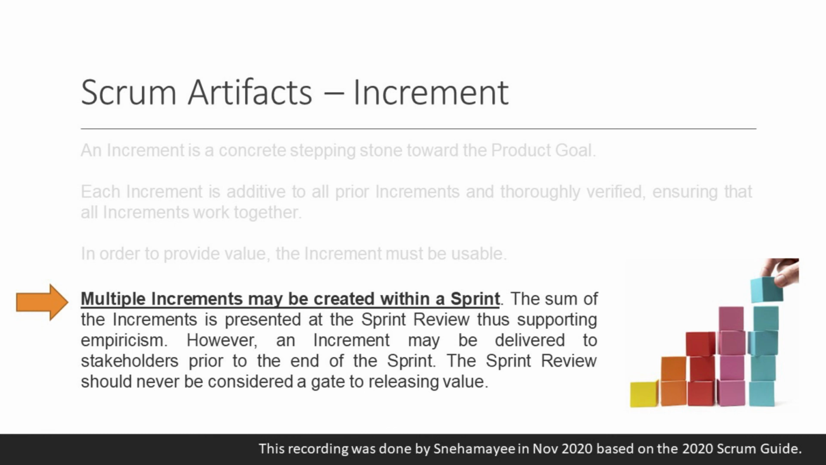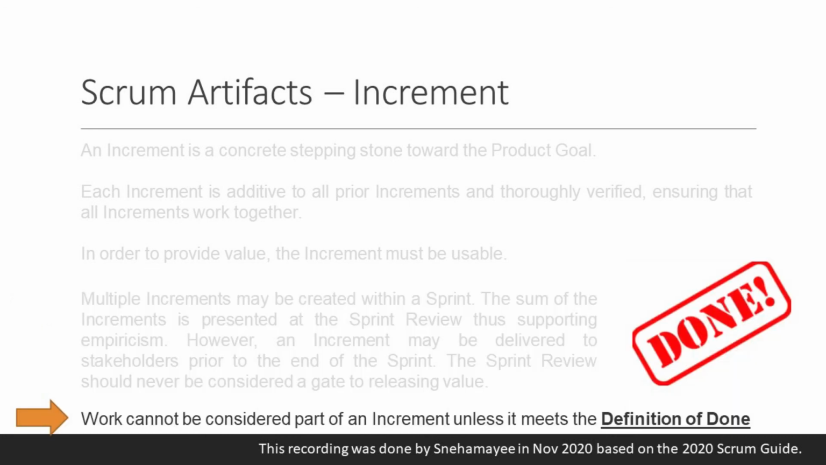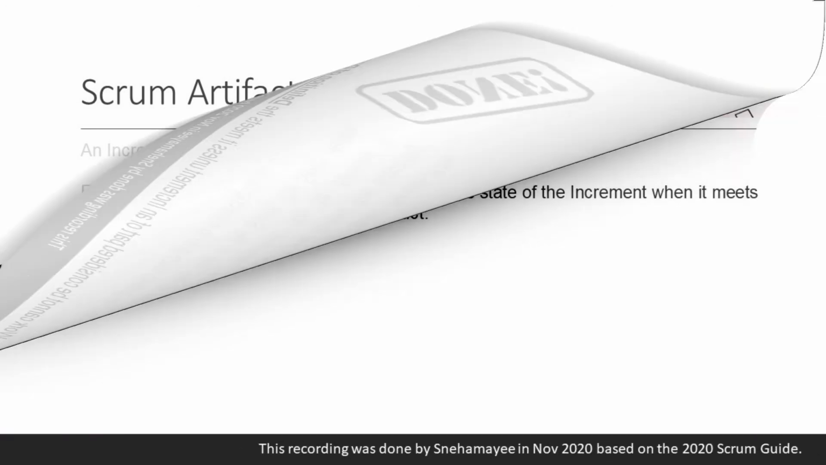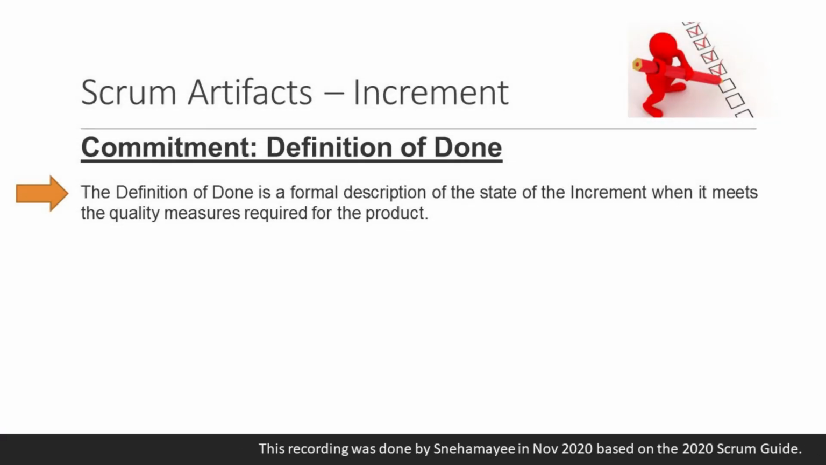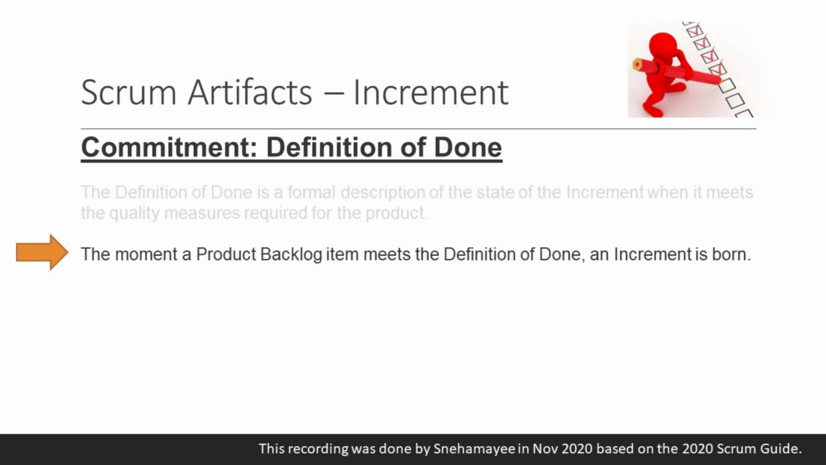However, an increment may be delivered to stakeholders prior to the end of the sprint. The sprint review should never be considered a gate to releasing value. Work cannot be considered part of an increment unless it meets the definition of done. The definition of done is a formal description of the state of the increment when it meets the quality measures required for the product. The moment a product backlog item meets the definition of done, an increment is born.